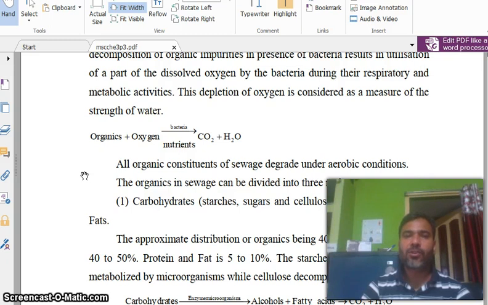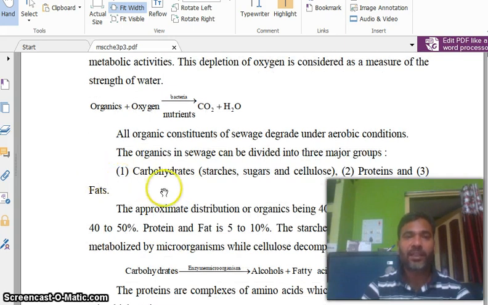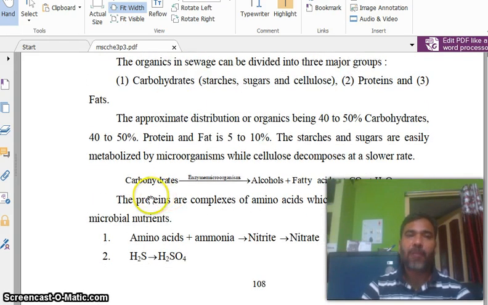All organic constituents of sewage degrade under aerobic conditions. The organics in sewage can be divided into three major groups: first carbohydrates, starch, sugars and cellulose, second proteins, and third fats. The approximate distribution of organics is 40 to 50% carbohydrates, 40 to 50% protein, and fat is 5 to 10%.